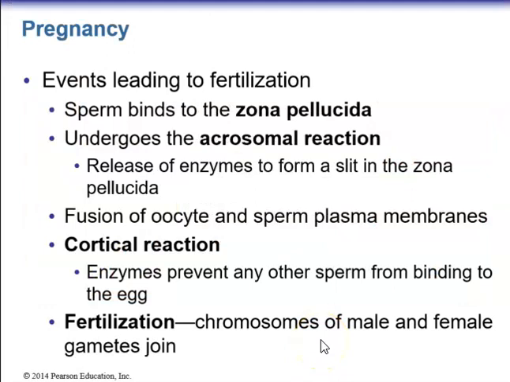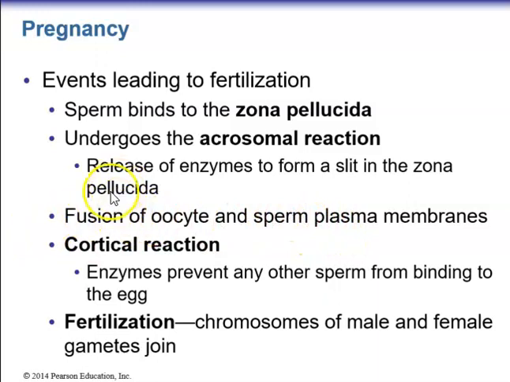Pregnancy. Now, there are many events leading to fertilization. So, of course, fertilization has to occur with the presence of sperm. The sperm will bind to the zona pellucida and then undergo this acrosomal reaction. The acrosomal reaction basically allows the sperm to penetrate the egg. So the sperm will release enzymes to form a slit in the zona pellucida, and then fusion of the oocyte and sperm will occur.